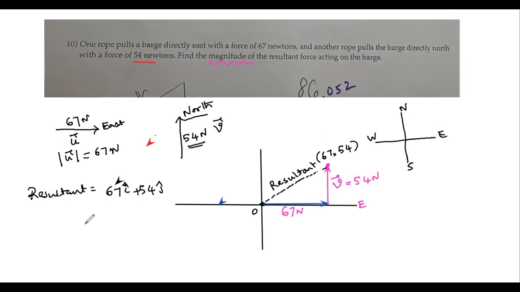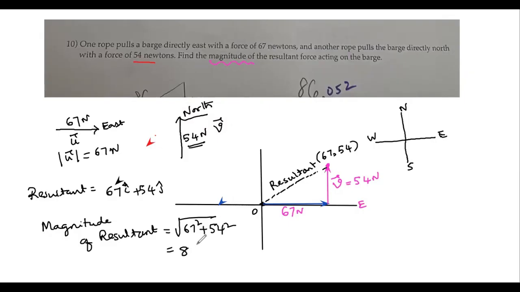And if you want the modulus, the magnitude of the resultant, it is, using the Pythagoras theorem, the root of 67 square plus 54 square. Now you calculate this using the calculator. When we use the calculator, we get 86.05 newtons.